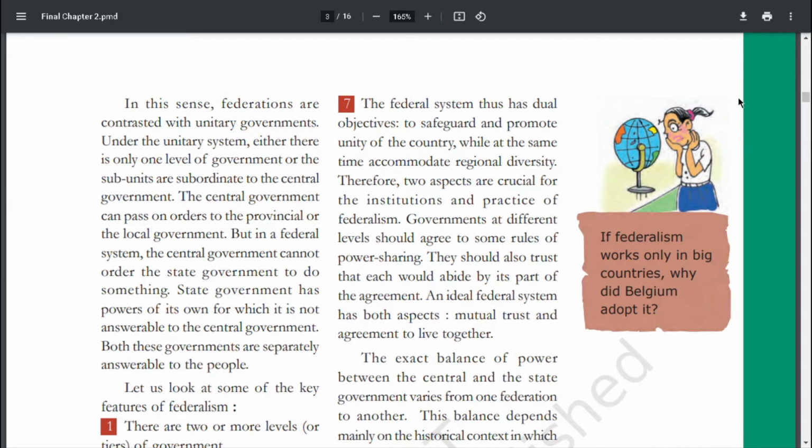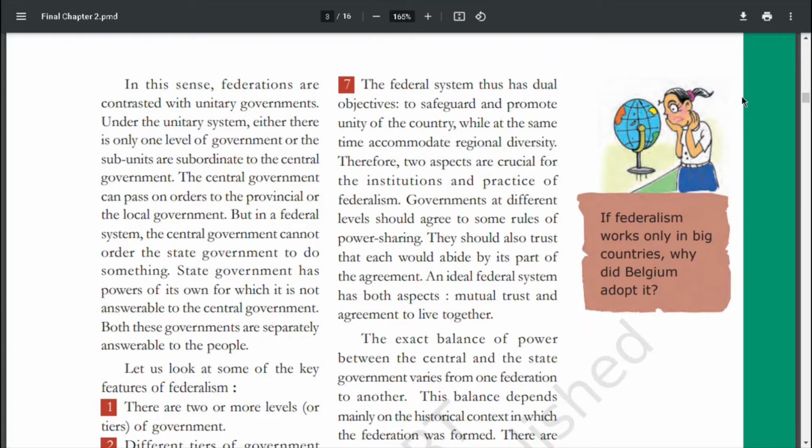In this sense, federations are contrasted with unitary governments. Under the unitary system, either there is only one level of government or the subunits are subordinate to the central government. The central government can pass on orders to the provincial or the local government. But in a federal system, the central government cannot order the state government to do something. State government has powers of its own for which it is not answerable to the central government. Both these governments are separately answerable to the people.